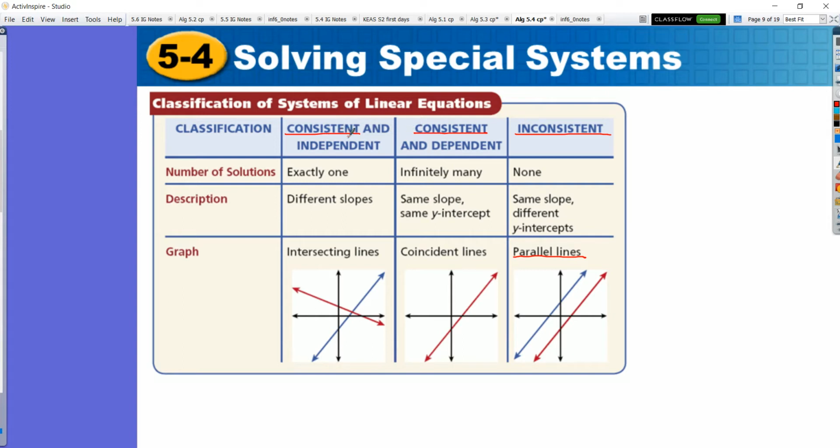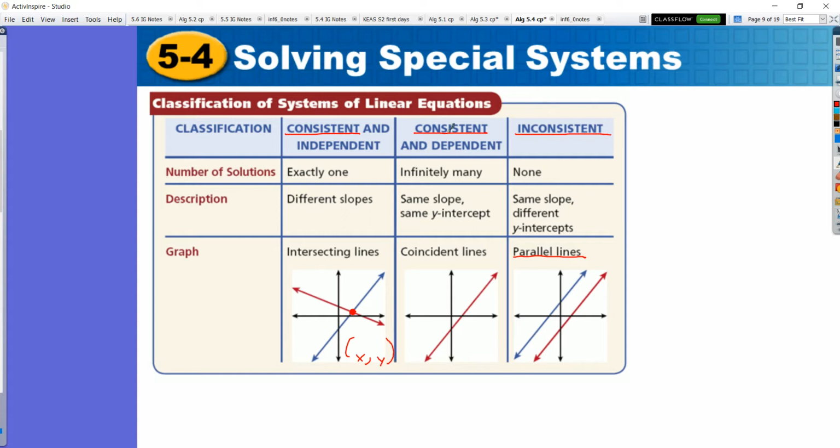So under consistent, you could have the independent group. This is where it has exactly one solution. This is where your lines are going to cross in one spot, and you can name your X and Y coordinate where those lines would cross, like we've been doing.